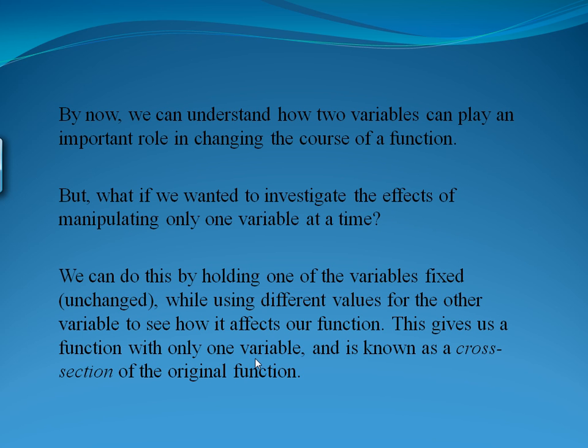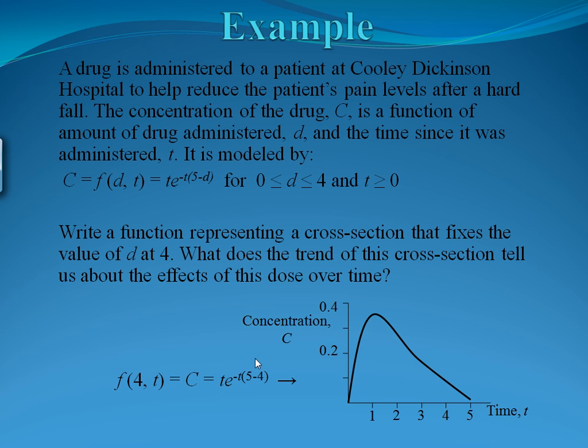By now, we can understand how two variables can play an important role in changing the course of a function. But what if we wanted to investigate the effects of manipulating only one variable at a time? This is a really good thing to do with two variables to get an idea of what's going on overall. We can do this by holding one variable fixed while using different values for the other variable to see how it affects our function. This gives us a function with only one variable, and this is known as a cross-section of the original function. So let's see how this works. We'll do a lot more of this in 9.2 and 9.3, but let's get started.